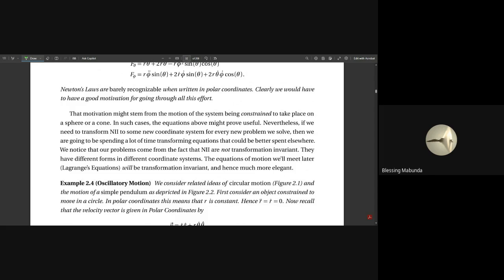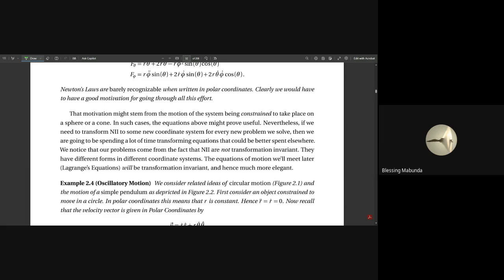So we require a good motivation for all this effort, right? So our motivation might stem from the motion of the system being constrained to take place on a sphere or a cone. In such cases, the equations above might prove useful. Nevertheless, if we need to transform Newton's second law to some new coordinate system for each problem to solve, then we're going to be spending a lot of time transforming equations that could be better spent elsewhere.